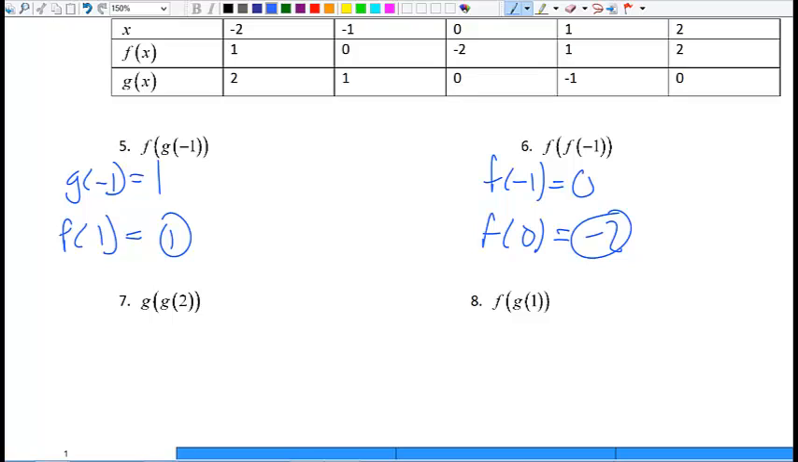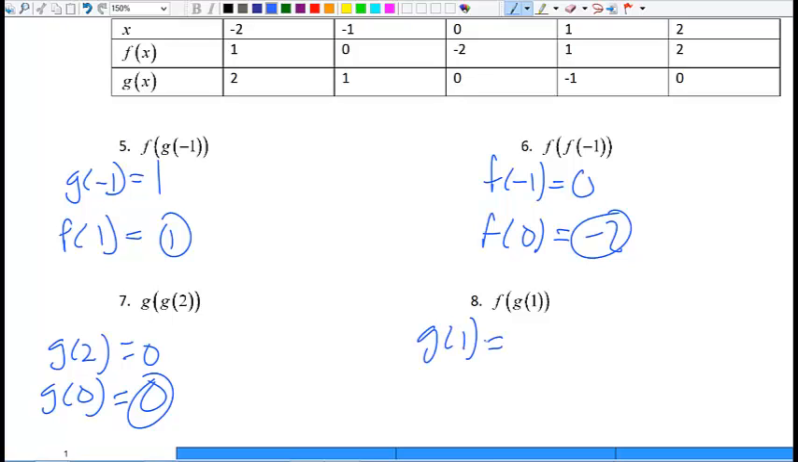We're going to keep going here. g of 2, so g of 2, we end up with 0, and then I want g of 0, which oddly enough happens to be 0. And then f of g of 1, so again start with inner, g of 1. So go over the chart, g of 1 happens to be negative 1. And then I want f of negative 1. And f of negative 1 happens to be 0.